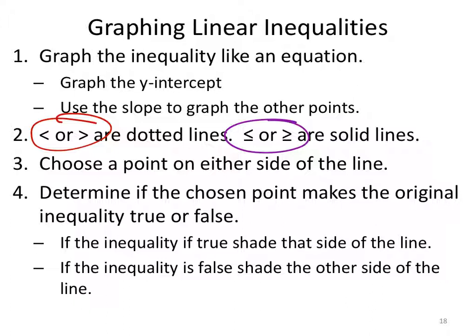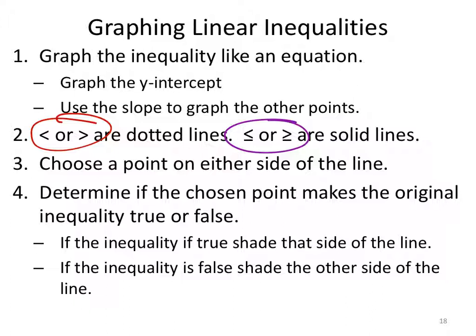So after that, we choose a point on either side of the line. Sometimes it's above or below, doesn't matter. Also, we tend to choose 0, 0 if we can, because it's so easy to work with. And then we determine if that point makes the inequality true or false. If it makes the inequality true, then we shade that portion or side of the line. If it's false, then we shade the other side of the line.